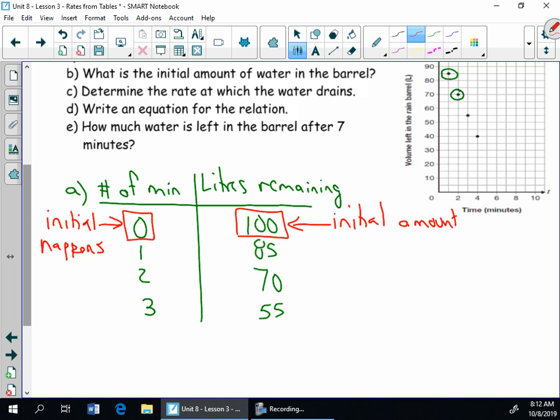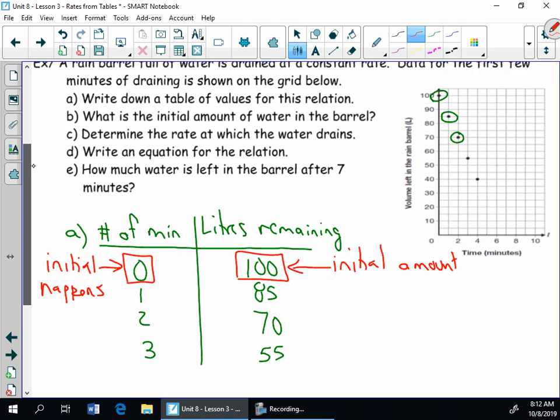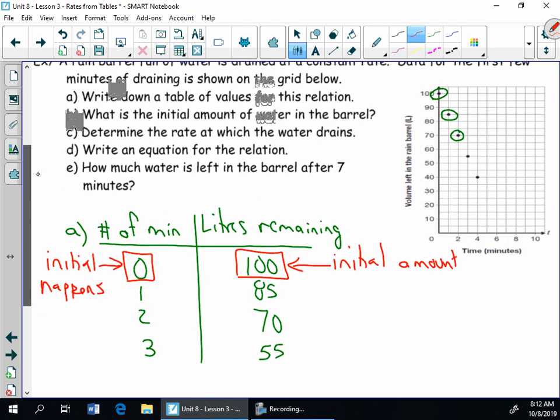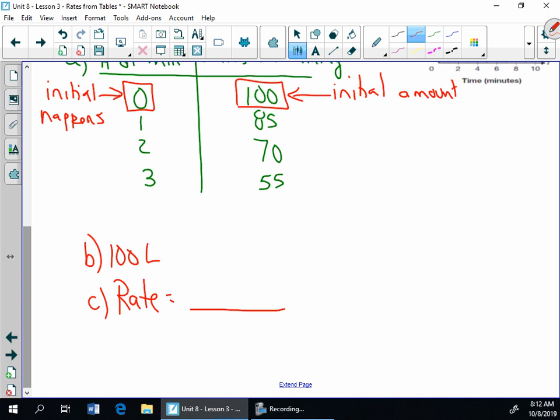Okay, so for part B, how much water is in the barrel? 100 liters. Okay, part C. Determine the rate at which the water drains. So rate equals. Okay, we're going to do the same things we did before, but here's how we're going to do it from a table. The difference between any 2 points, I can pick any two I want.